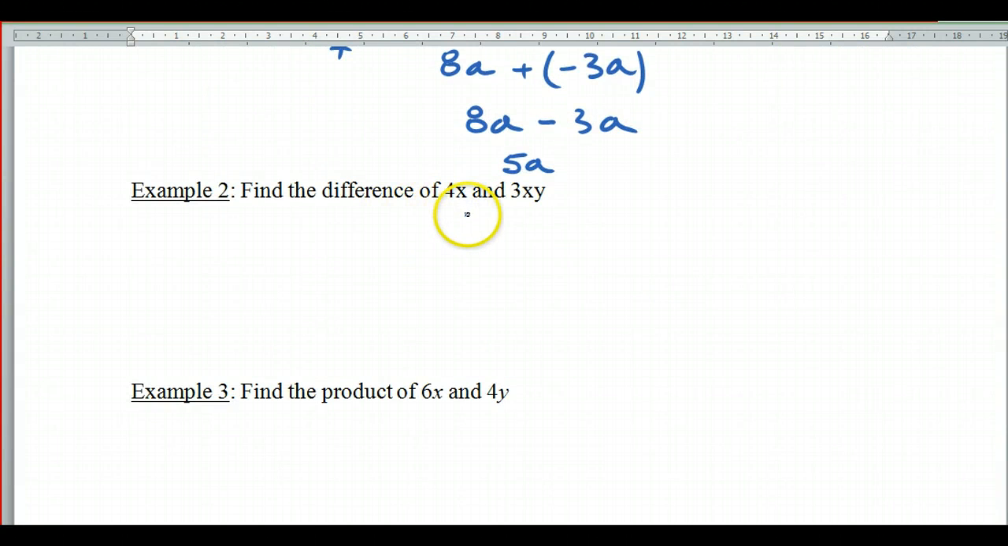Find the difference of 4x and 3xy. So I have 4x minus 3xy.